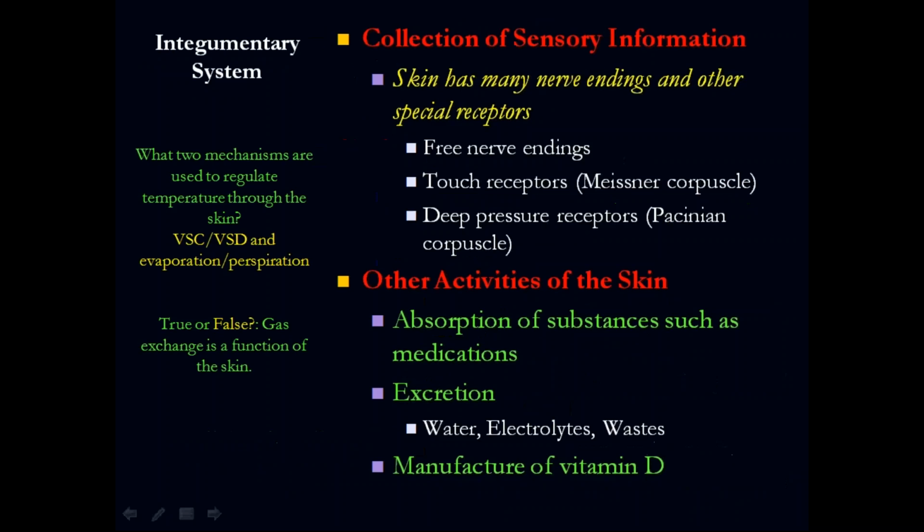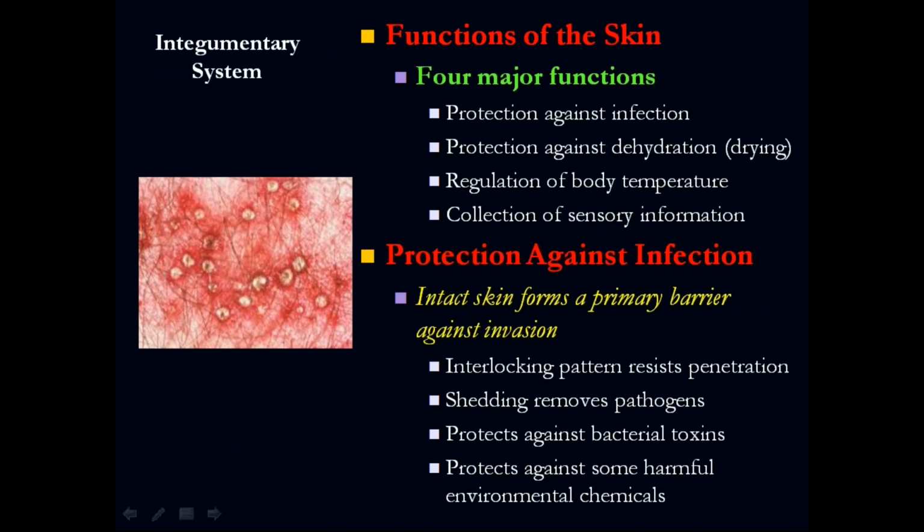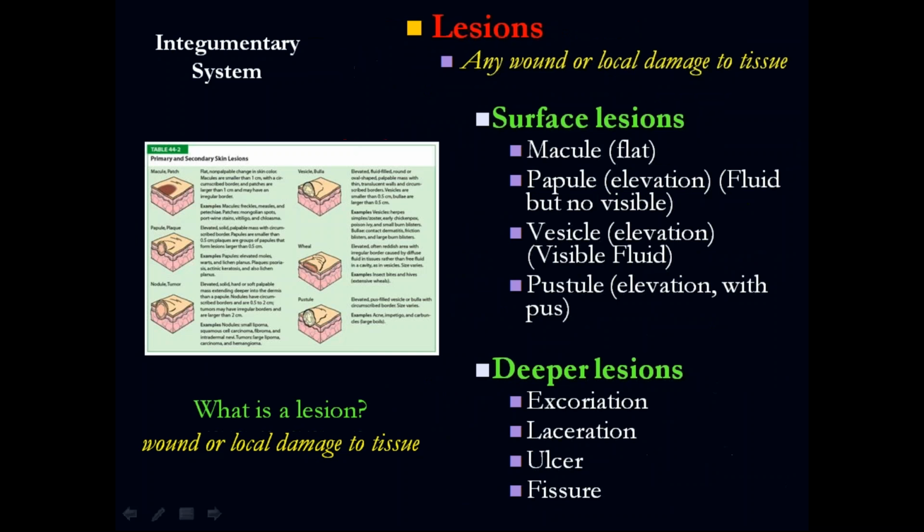The functions of the skin, number one, are what we need to remember. There are four major functions. Protection against infection, because it's a barrier. Protection against dehydration, which does not allow water to enter from outside or go out of the body. Regulation of body temperature, because the skin is where we evaporate heat. If you are sweating, the water evaporates, and this evaporation takes heat from your body. That is how the skin controls the temperature. And the collection of sensory information. All right, so let's keep going.